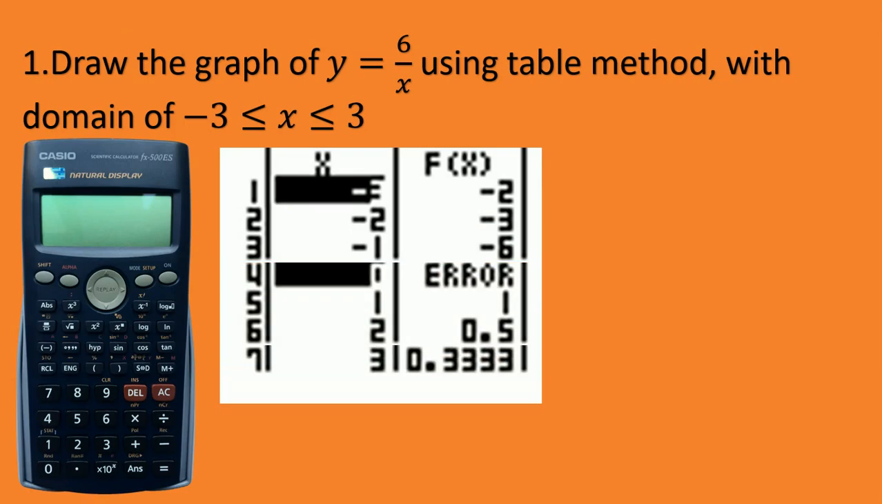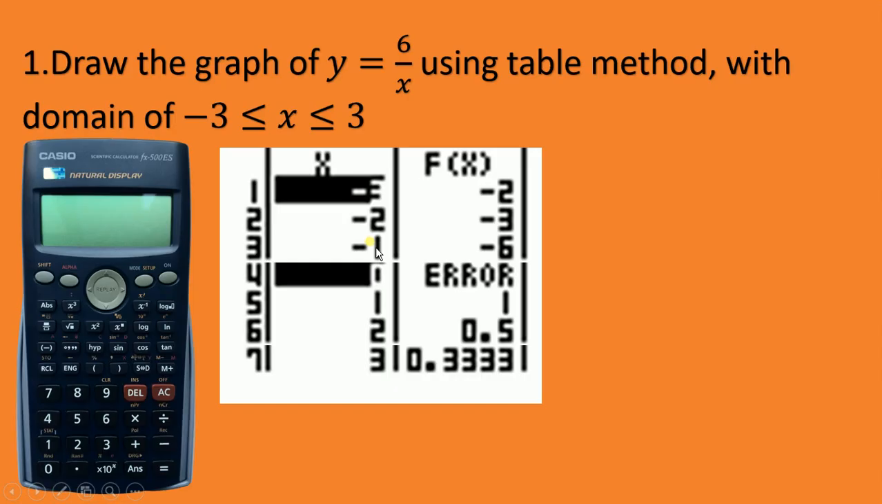So just reading off, x is minus 3, the corresponding value for y will be minus 2, x is minus 2, y is minus 3, x is minus 1, then y will be equal to minus 6. Careful here, at 0 we will get an error on the calculator, because we have to divide by 0, and division through 0 is undefined, cannot be, so that's why the error is there, but also indicating an asymptote. And then 1 gives 6, 2 gives 3, and 3 gives 2. We've got now our table.